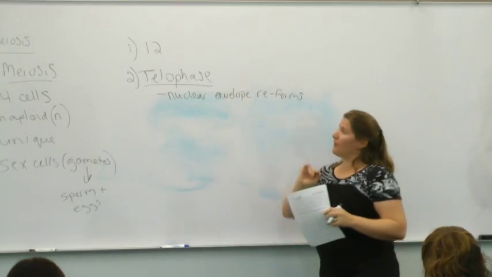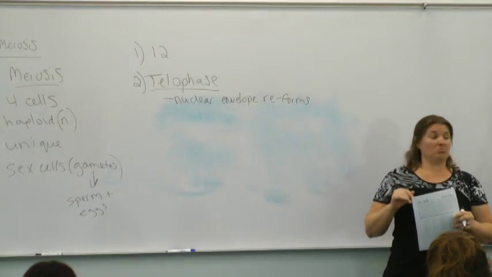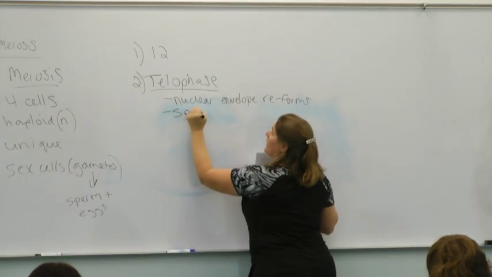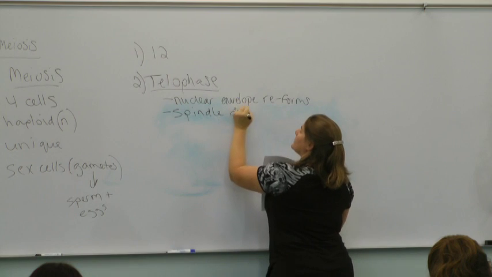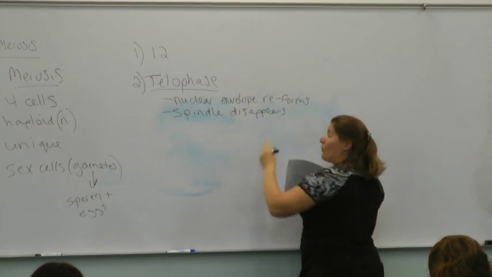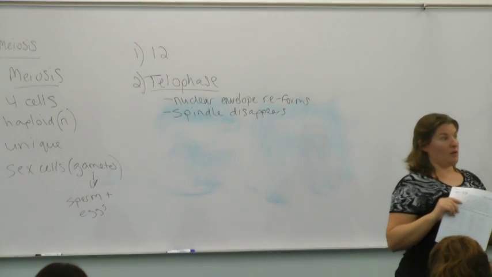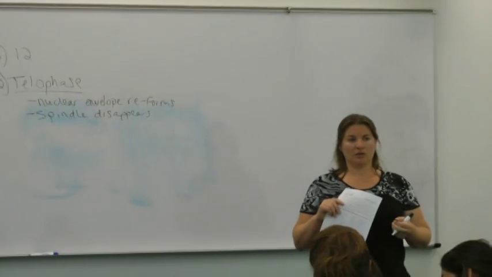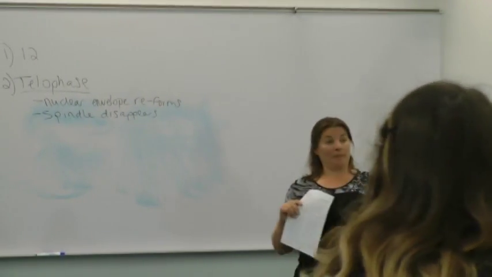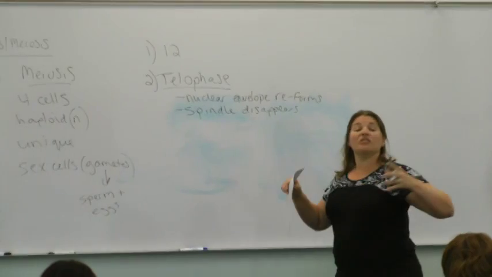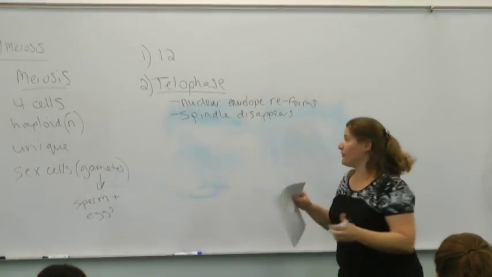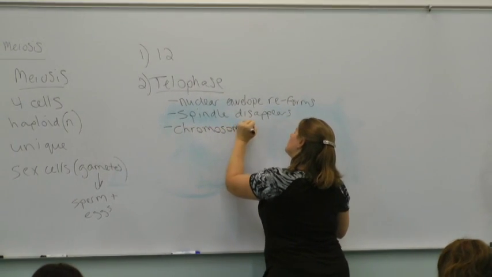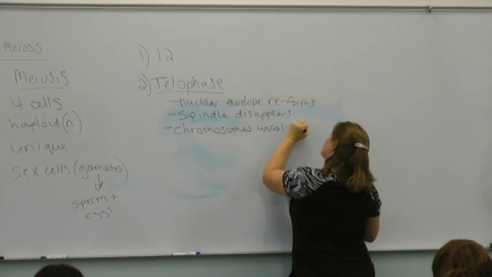What else happens in telophase? The spindle disappears in telophase, that's right. And what happened to the spindle in prophase? It formed, right? And what's the other thing we haven't mentioned yet? What about the chromosomes? What do they look like? Long. Yeah, that's right. The chromosomes uncoil and elongate in telophase.